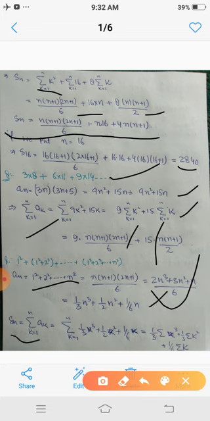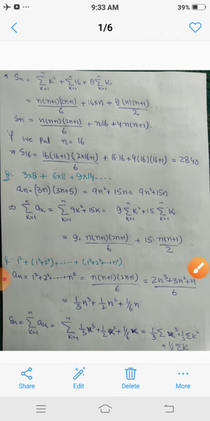So Sn is summation k runs from 1 to n of ak. Put ak equals 1 by 3 k cube plus 1 by 2 k square plus 1 by 6 k, and using the sum of the first n cubes, n squares and n natural numbers, we can get its sum. So in this way you can find the sum of any sequence whose terms are given or whose general term is given. So inshallah, in this way we completed this sequence and series.